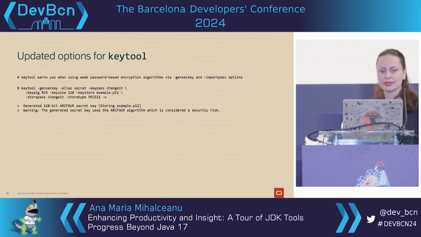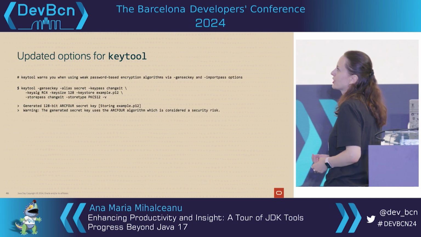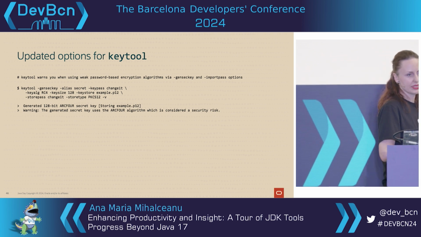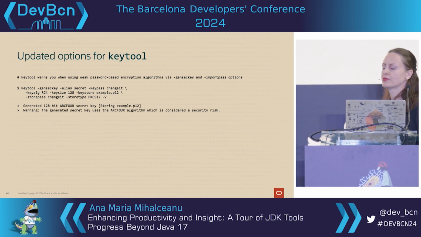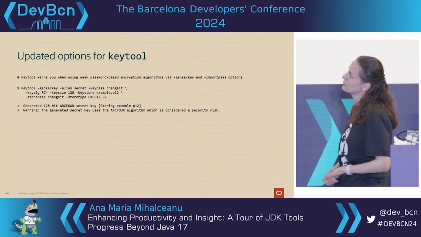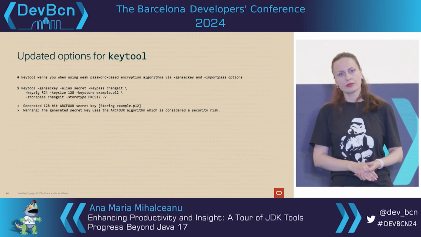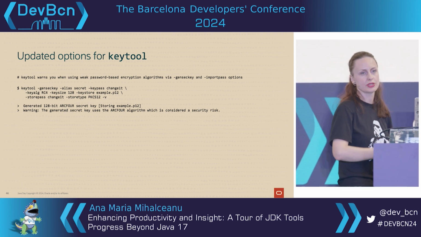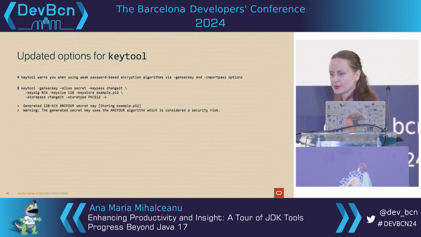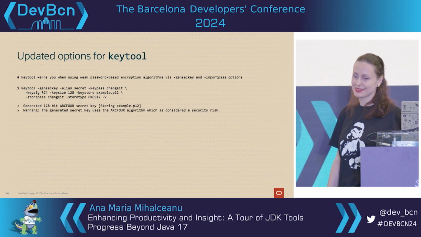And there are some updated options for keytool, meaning that you get a warning if you're using weak password-based encryption algorithms with, for example, -genseckey. And that is being done thanks to the -keyalg option, which is used in conjunction with -genseckey to detect if you're using weak algorithms, and you get a nice warning like in the example here.